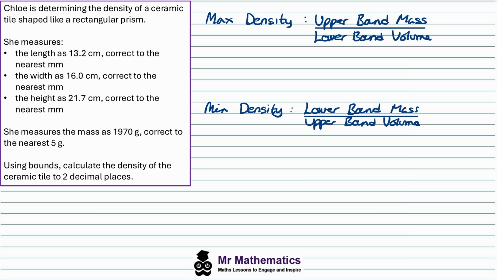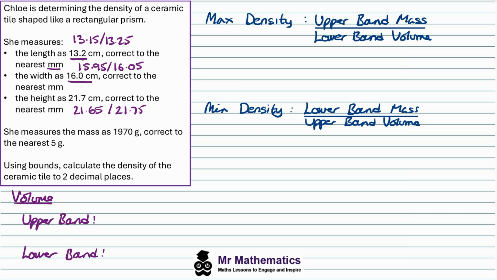Okay, so welcome back if you had a go. So if the length is 13.2 centimeters to the nearest millimeter, then the lower bound will be 13.15 and the upper bound 13.25. And if the width is 16.0 centimeters, the lower bound will be 15.95 and the upper bound 16.05. And for the height, the lower bound will be 21.65 and the upper bound 21.75. So to work out the upper bound of a volume, we'll multiply these 3 together.